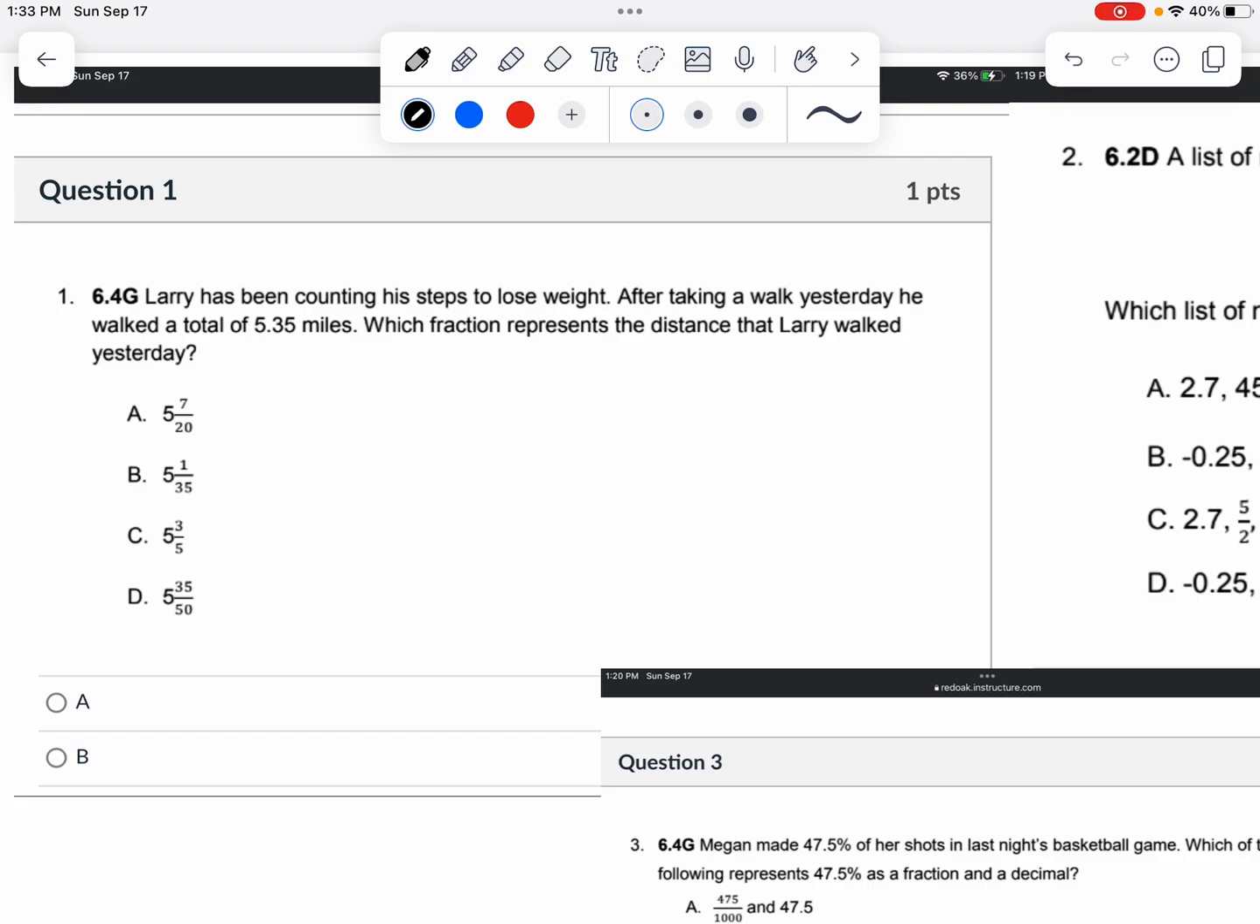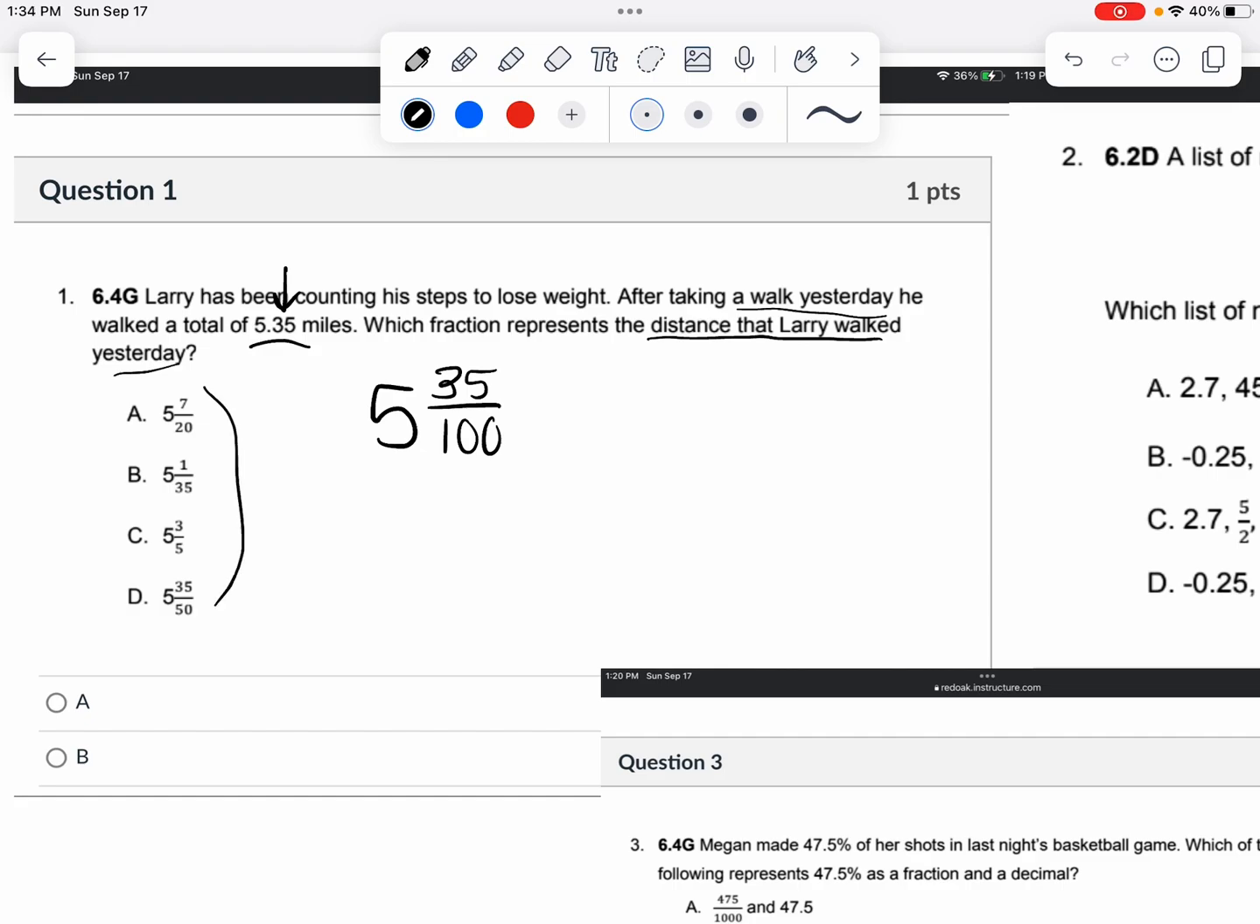All right, Larry has been counting his steps to lose weight. After taking a walk yesterday, he walked a total of 5 3/5 miles. Which fraction represents the distance that Larry walked yesterday? Okay, so remember 5 is our whole number. They all have 5 as our whole number. And then we have 3/5. So just like it sounds, 3/5 would be our fraction. But we don't have 3/5 in our answer choices.